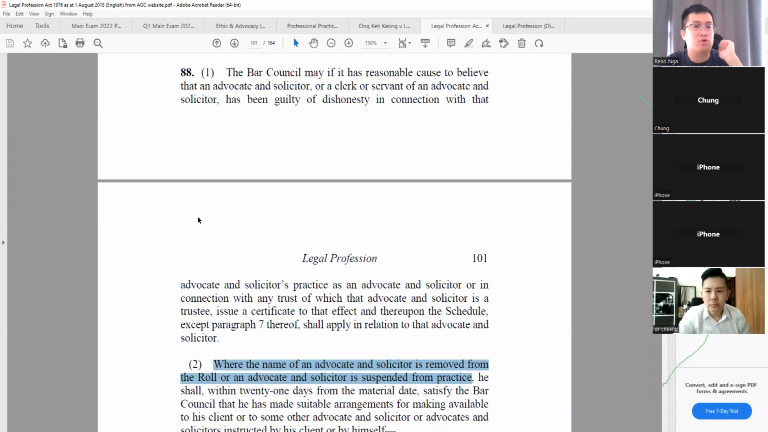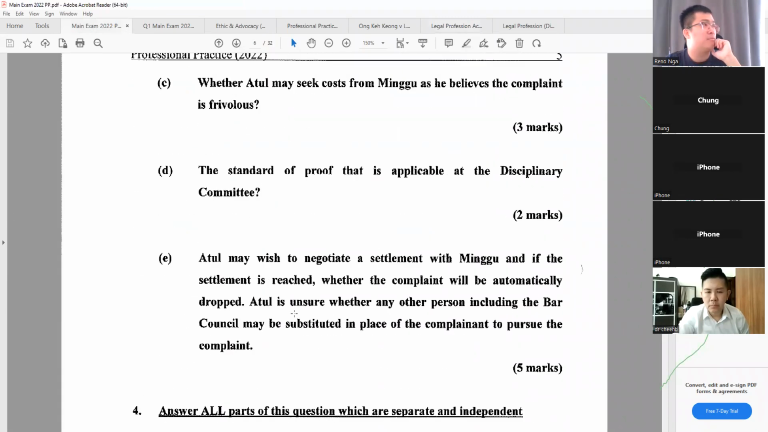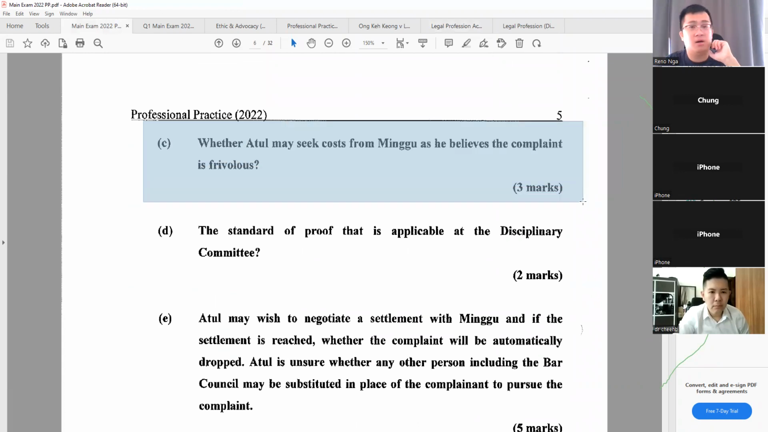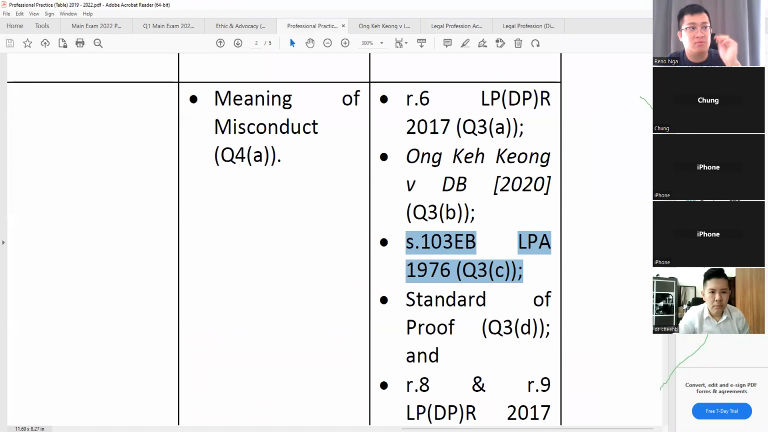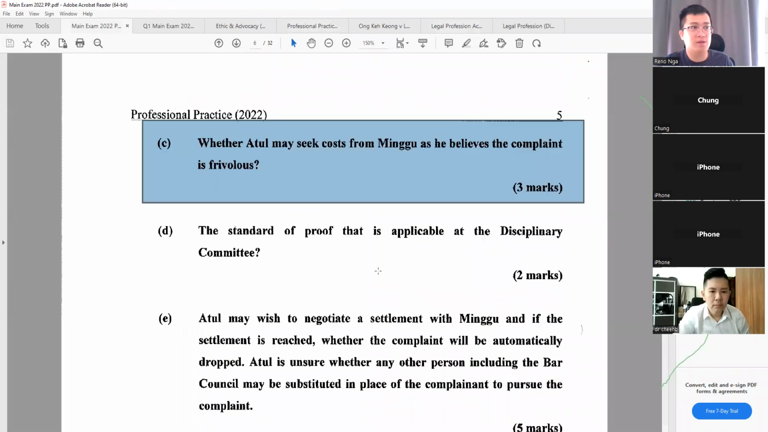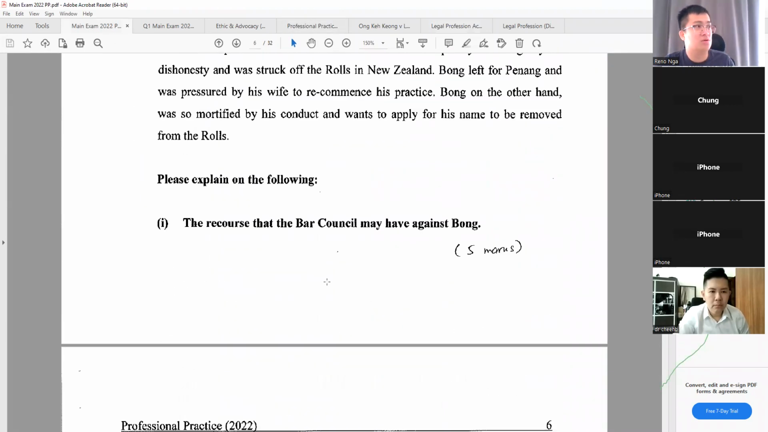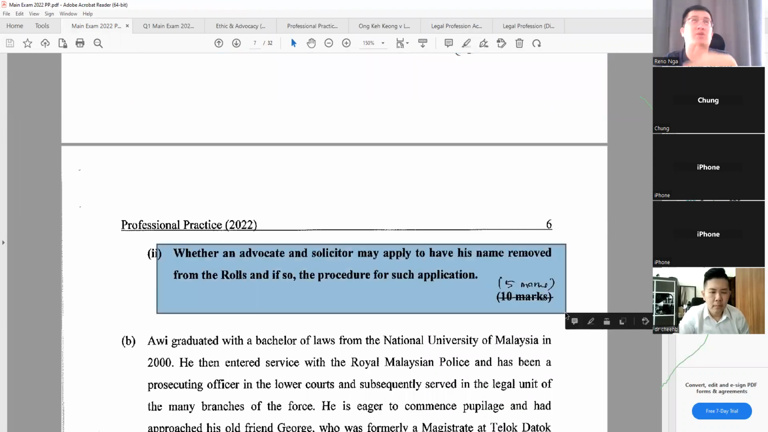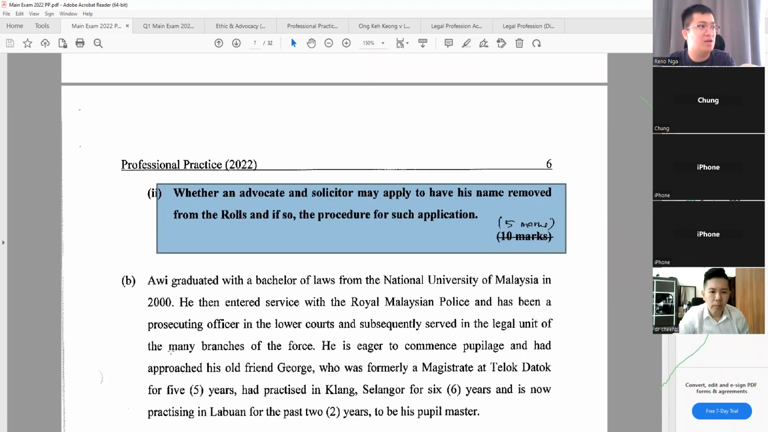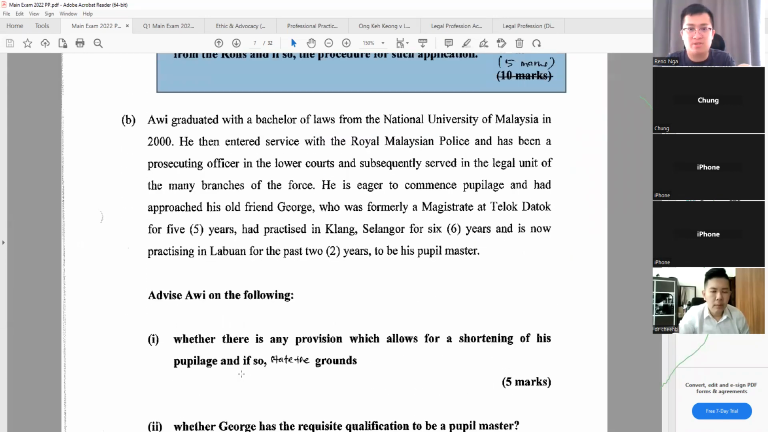What was the answer for question 3C? 3C. 103 EB. 103 EB is for question 3C. Okay, so I think this one is quite easy, right? This one is section 88 and 94 sub 4, and then this one is 103. 105. This one is 105. Okay, everybody, okay? Shall we proceed?